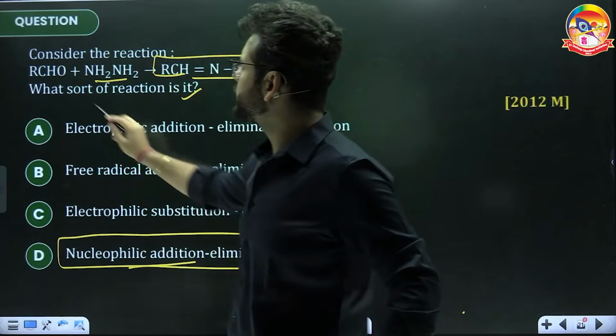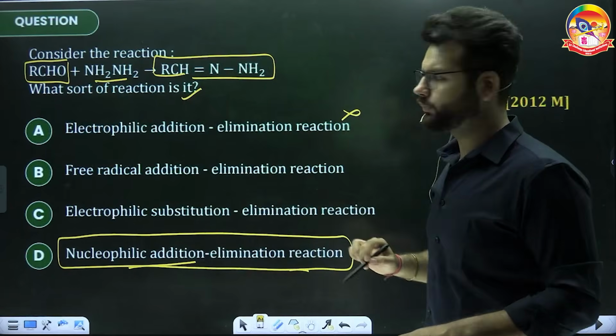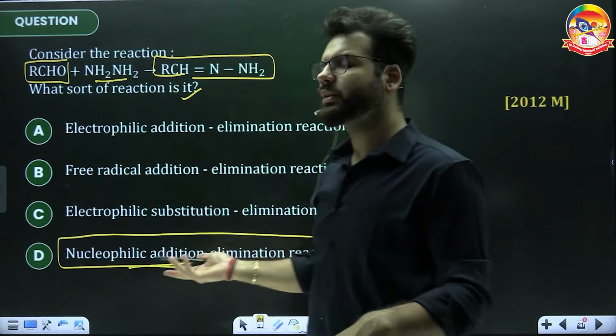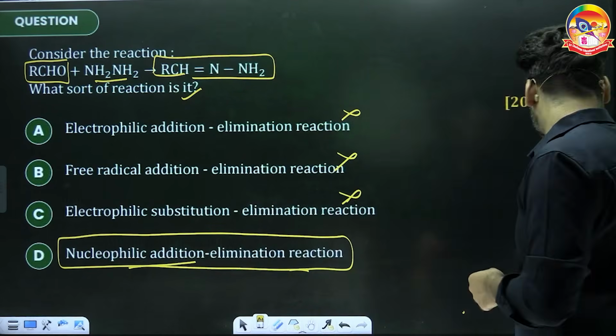As soon as you go to the chapter aldehyde ketones, in aldehyde ketone there is no electrophilic addition possible. There is no free radical addition possible. There is no electrophilic reaction possible. All the reactions are nucleophilic addition only. Okay, so D.